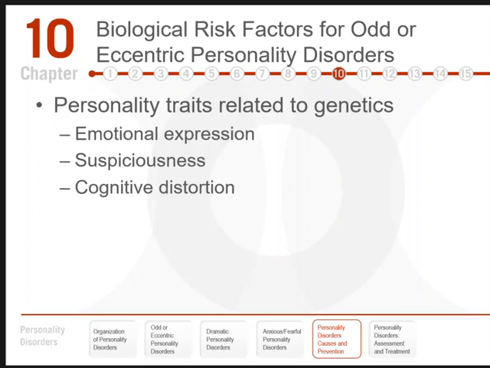Related to genetics, emotional expression and suspiciousness can be related. You can have a predisposition to being suspicious, and you can also have a predisposition to cognitive distortion. In other words, you can inherit a tendency toward that, and if you grew up in a family where that was being expressed a lot, you're probably going to have it triggered and expressed in yourself as well. Not that they're causing it, but that they are playing into it and helping it to manifest itself from your genetic makeup.